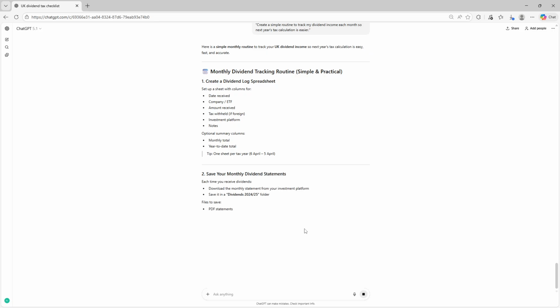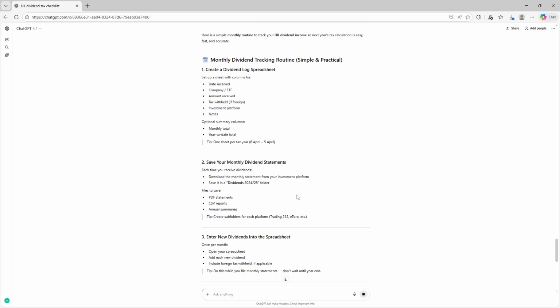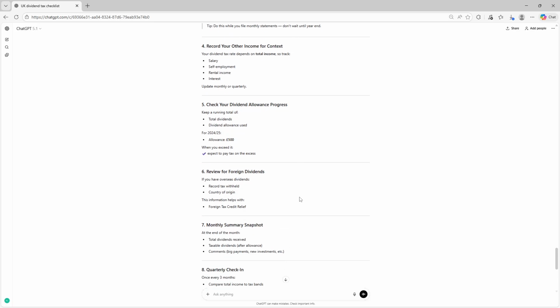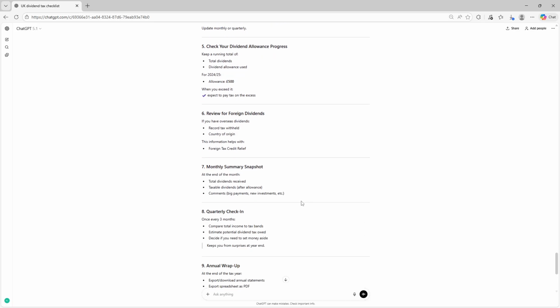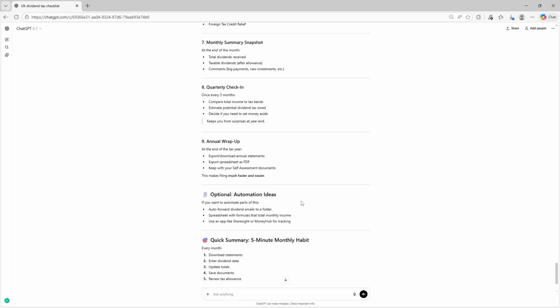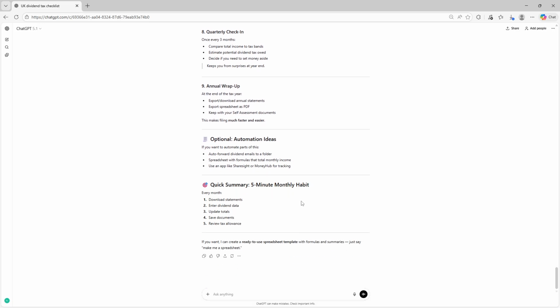And that's it. UK dividend tax becomes much easier to understand when you follow a clear structure and keep track of your income throughout the year. Use these prompts, stay organised, and always confirm important tax details with HMRC if you're unsure. These steps work perfectly when used inside ChatGPT.